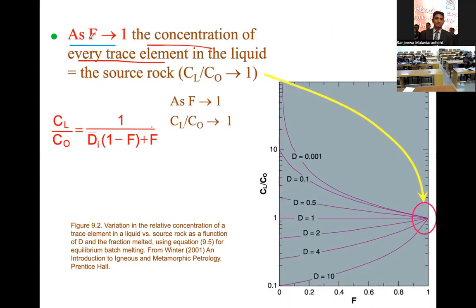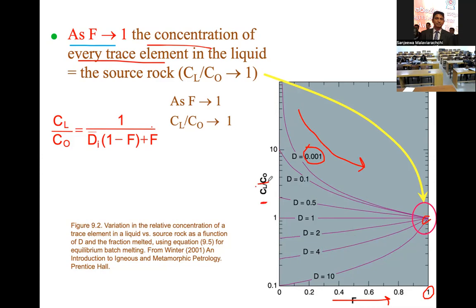So if you keep on increasing f and see their differences, for a highly incompatible element like here, what happens if you increase this f? Gradually its concentration will decrease, according to this graph. And when it comes to 1, what happens? When it comes to 1, it will be equal to the original source rock. In the original source rock, you must have an equal amount of these elements.